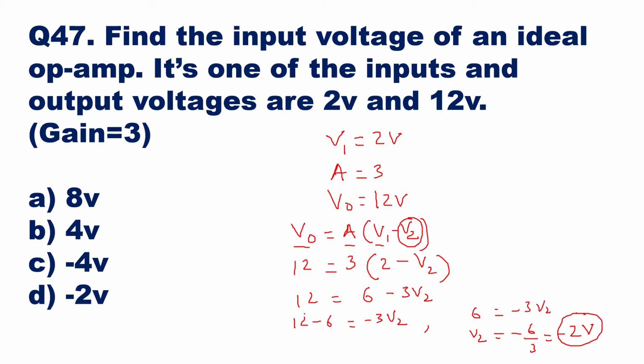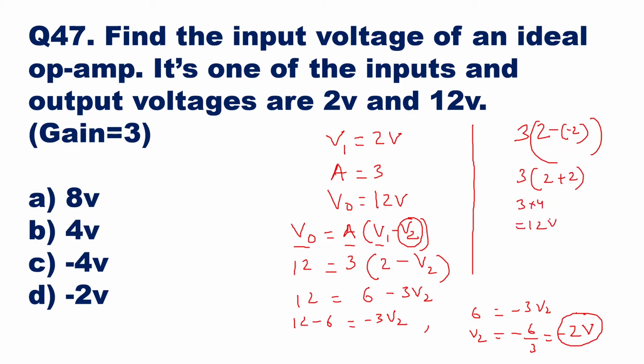So the other input voltage should be minus 2, because you can cross-check it: if one input voltage is 2 and the other is minus 2, then 2 minus of minus 2, multiplied by the gain of 3, means 3 into (2 plus 2), so 3 into 4, so the output will be 12. So that is right.